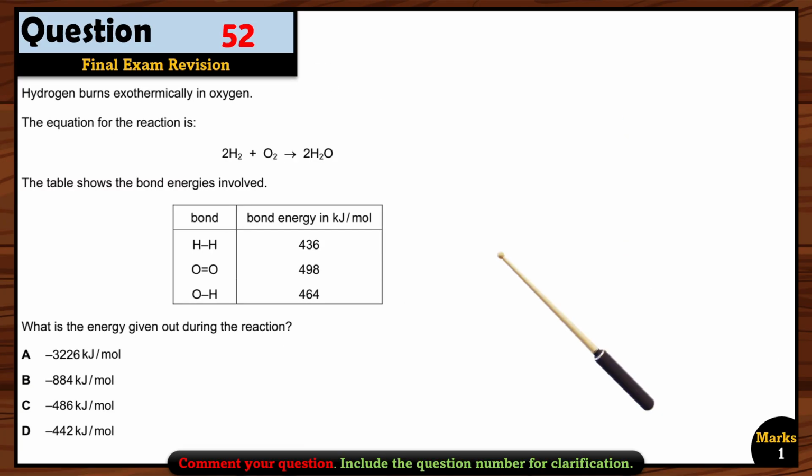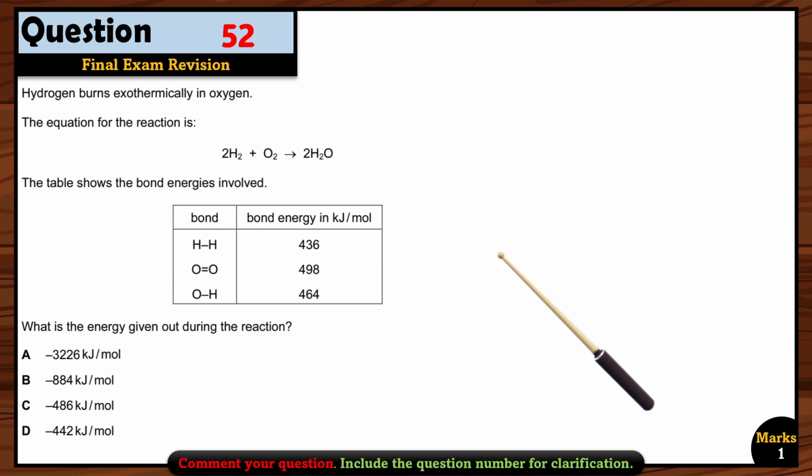Okay, let's see question 52. Hydrogen burns exothermically in oxygen. The equation for the reaction is this. Okay, we can see over here. Again, they have given you bond energies and you just have to calculate the delta H value. What is the energy given out? It means you have to find the delta H.